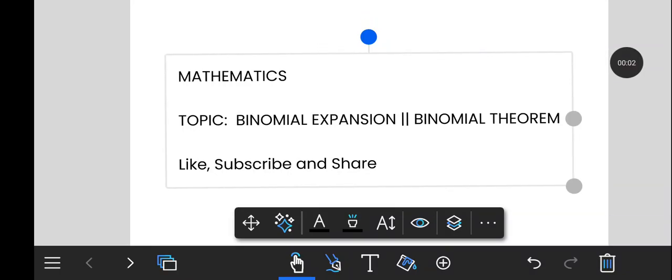Binomial expansion, binomial theorem. So let's look at how you can expand a binomial expression by using a theorem. A theorem in mathematics just means a formula. We've done binomial expansion by Pascal's triangle, but for this one you need to know the formula in order to be able to expand it. Let's dive into it.